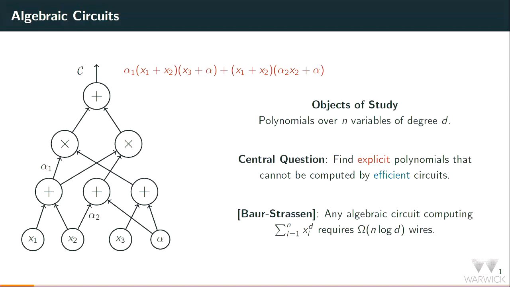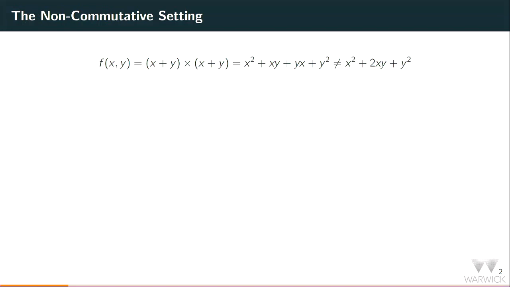So this is the question we are studying, but we don't know how to do it in the general setting, so we want to look at some restrictions. The restriction we are going to be talking about is the non-commutative setting. So what is that? We are still computing polynomials syntactically, but in the non-commutative setting, the polynomial xy and the polynomial yx are not the same. So you cannot reduce this to just x squared plus 2xy plus y squared.